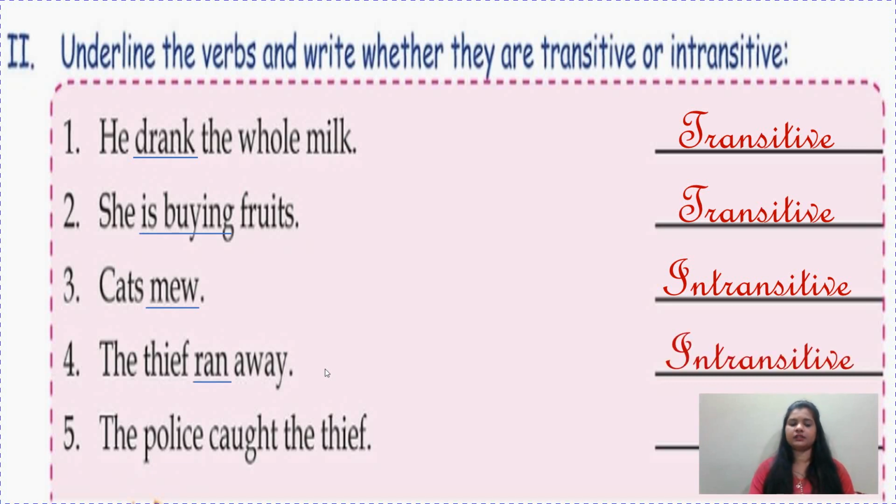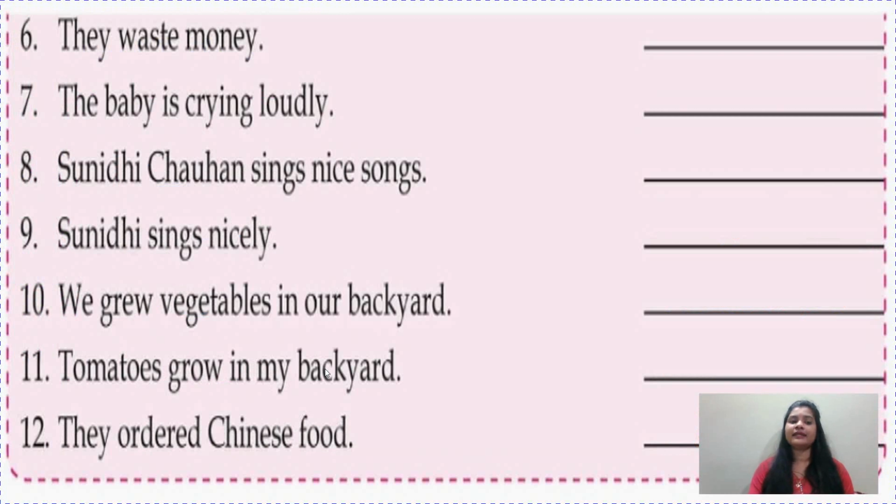The police caught the thief. Whom did the police catch? The thief. We need an answer. So it is transitive. They waste money. Again, they waste what? Money. So it is transitive. The baby is crying loudly. Underline is crying. If we will not write loudly, then also it is complete. So it is intransitive.